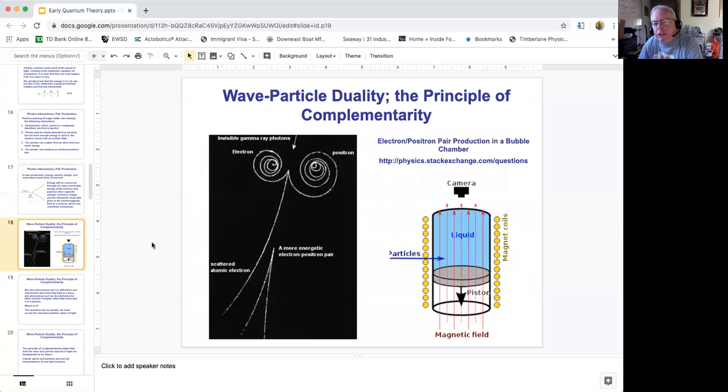This was first observed in a bubble chamber. A bubble chamber is a pool of liquid nitrogen that's allowed to expand quickly. And here we see a photon coming in, and a positron created and an electron created. And these curls that we see happen as a result of the fact that there's a magnetic field established.